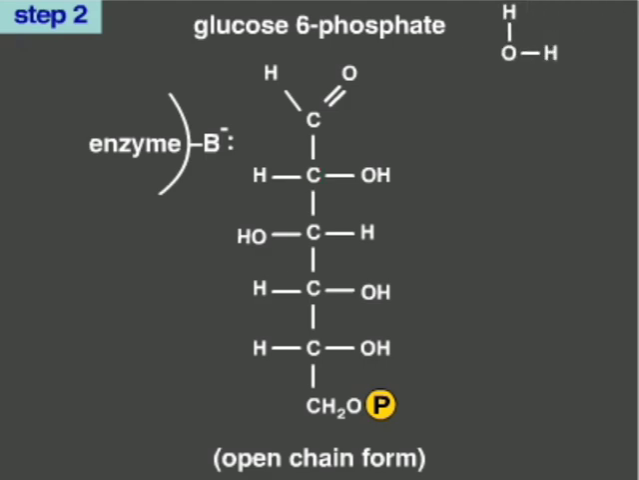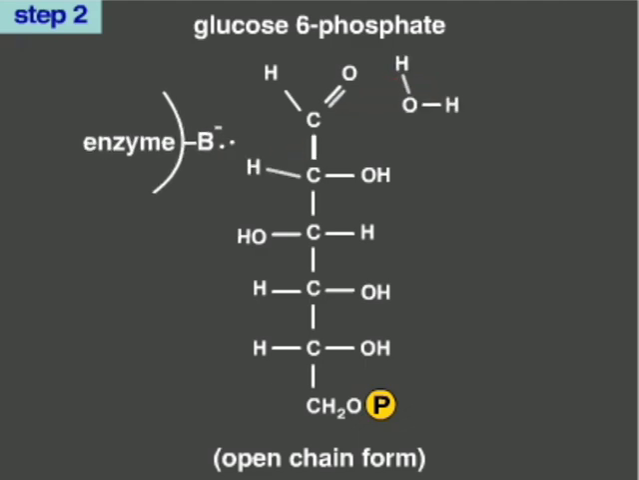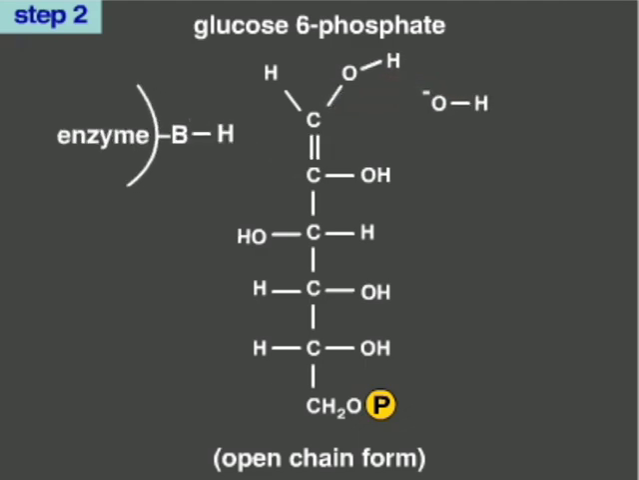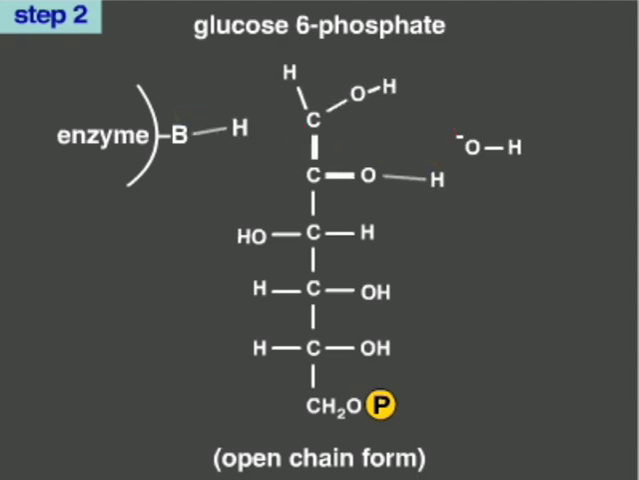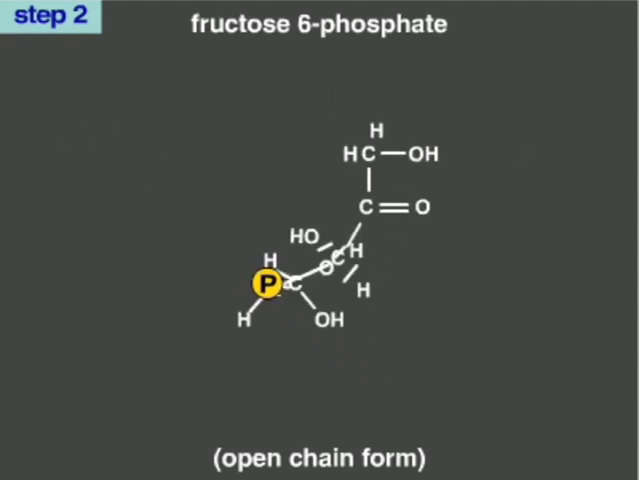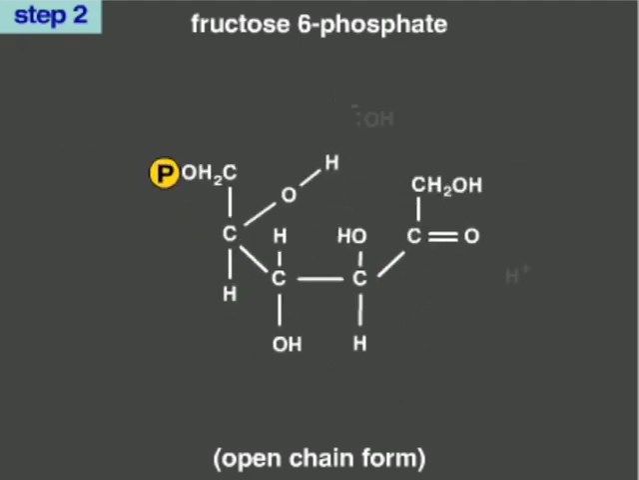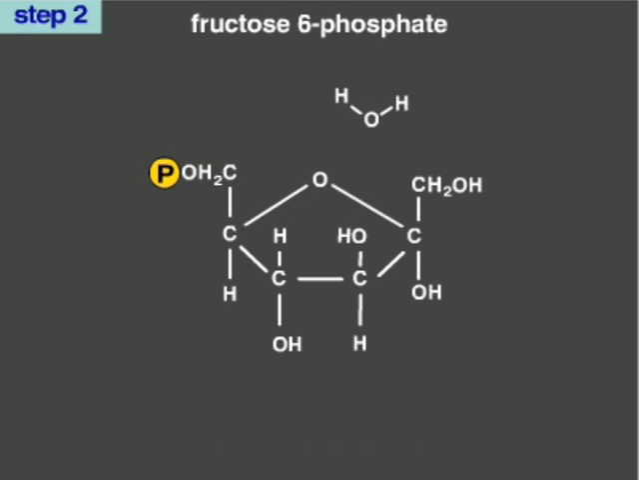This reaction involves a water molecule, which donates a hydrogen ion to the carbonyl oxygen. The hydrogen ion is then retrieved from the hydroxyl group on the second carbon, creating a new water molecule. In the process, fructose 6-phosphate is formed. The same enzyme, phosphoglucose isomerase, catalyzes the formation of fructose 6-phosphate into its ring form.